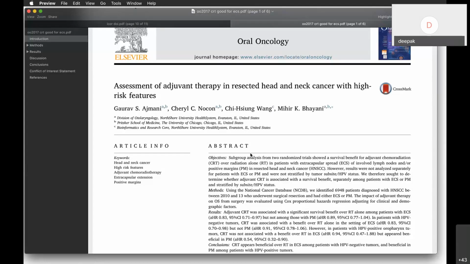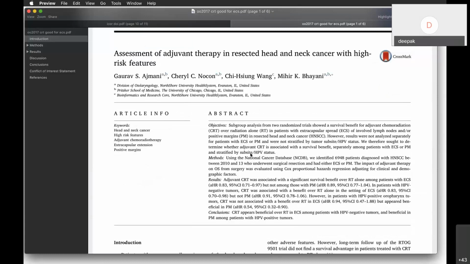Whether there is a survival benefit from chemoradiation versus radiation. The institutional data sets which are available are the SEER data set and the National Cancer Database. Their point was that the analysis was not done separately for patients by subsite and HPV status. If you remember Bernier and Cooper's paper, it was all subsites and there was no mention of HPV as the etiological factor for the carcinoma.